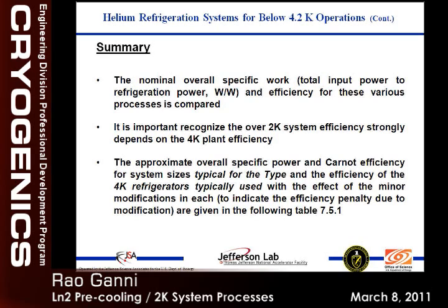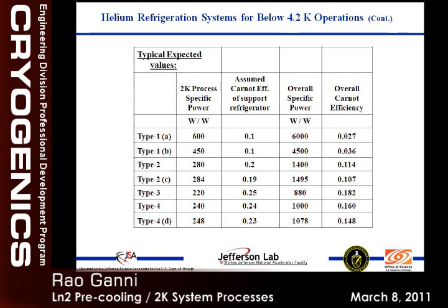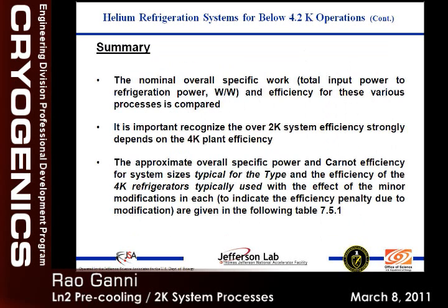Nominal specific work and the efficiency of these various processes was what we compared. So you saw in the table how these compare for all these types. And so the 2K efficiency very strongly depends on the 4K plant efficiency.